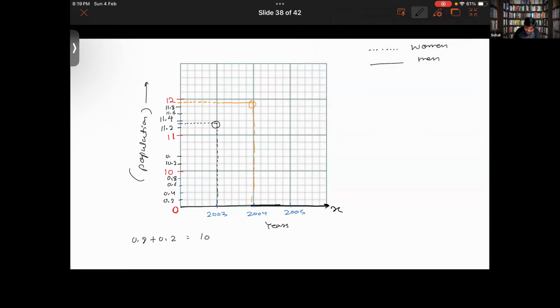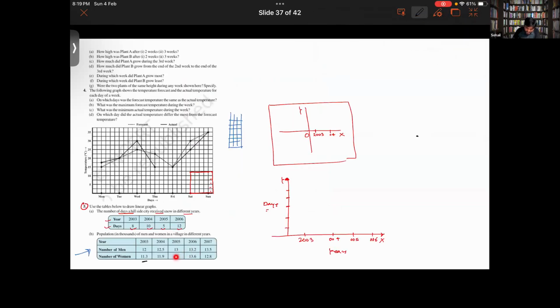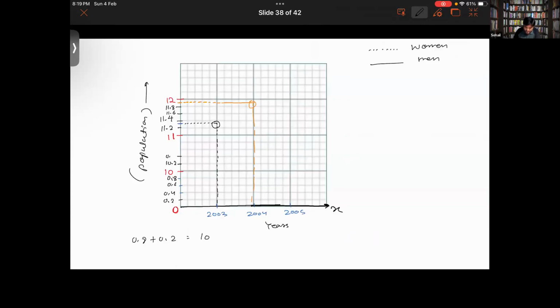For the year 2005, what was the population? 13,000. Simply 13, we have written here. So 13 will obviously be here. This is 13, right? 10, 11, 12, and 13, like this. You have taken the division here. So simply plot the graph. This is where it is going to be.